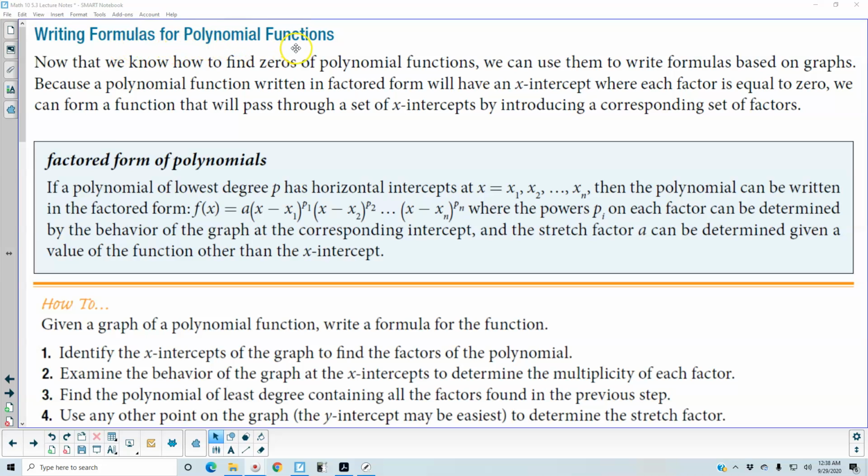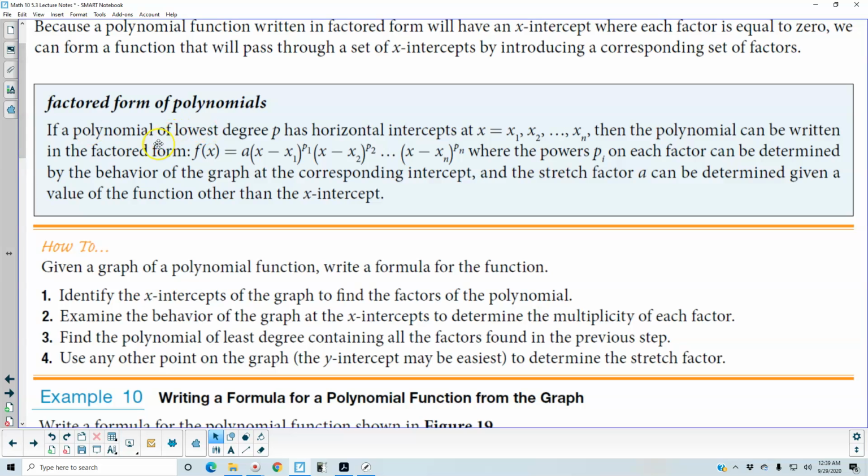Writing formulas for polynomial functions. Now that we know how to find zeros of polynomial functions, we can use them to write formulas based on graphs. Because a polynomial function written in factored form will have an x-intercept where each factor is equal to 0, we can form a function that will pass through a set of x-intercepts by introducing a corresponding set of factors.